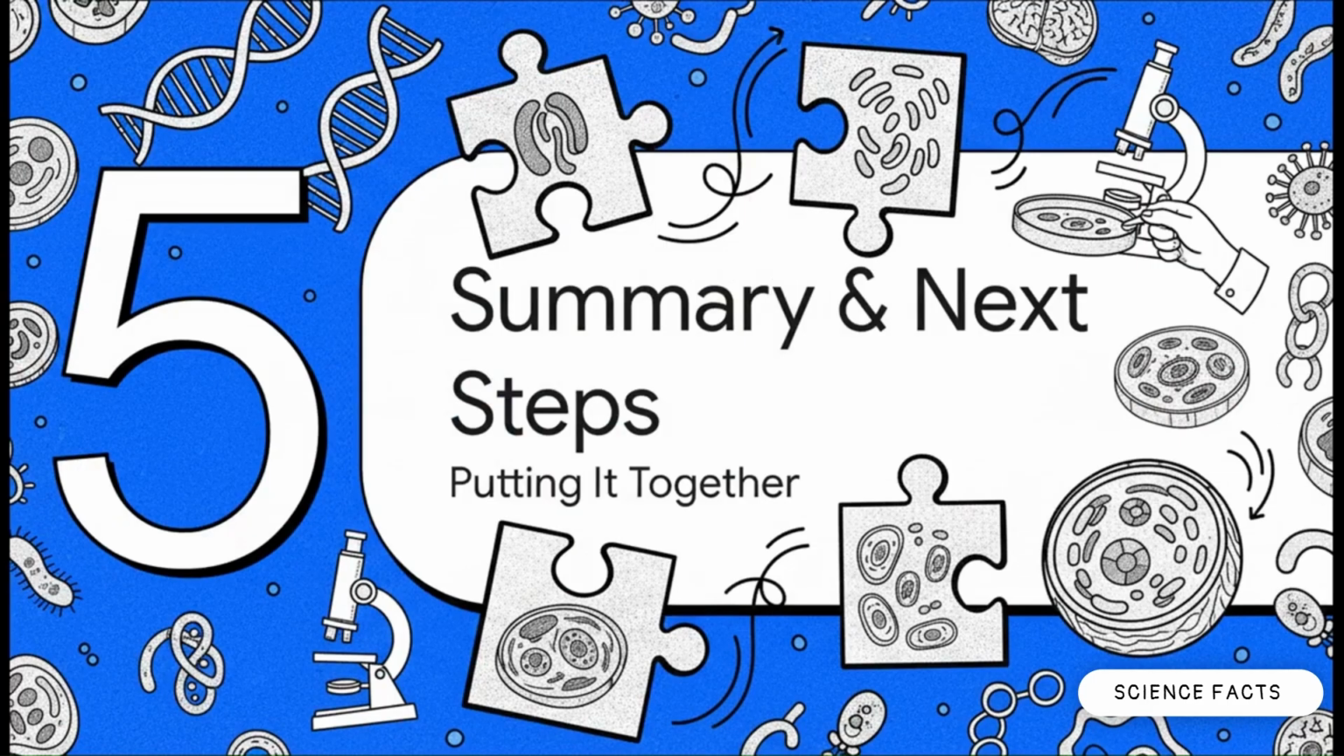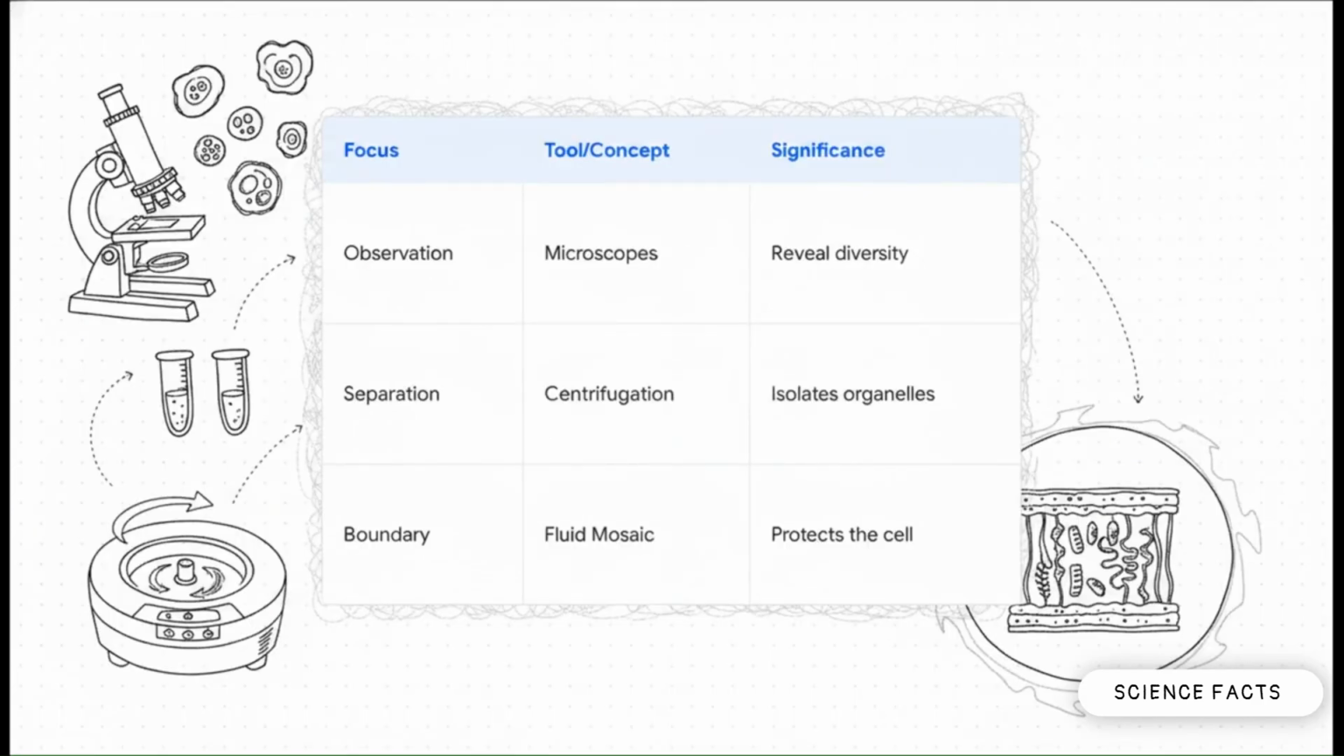Finally, Section 5, Summary and Next Steps. We've covered a tremendous amount of ground in our biological investigation today, so let's piece this macroscopic and microscopic puzzle together. What should you take away from this explainer?